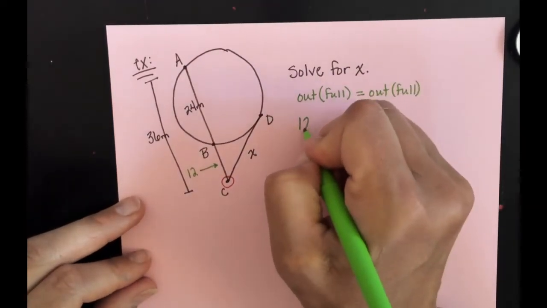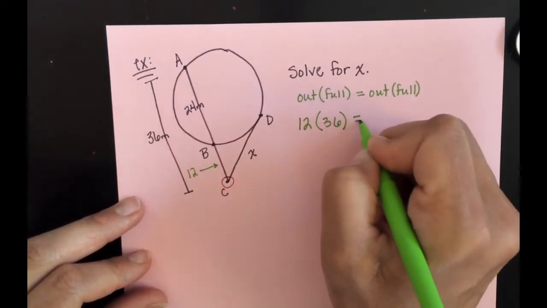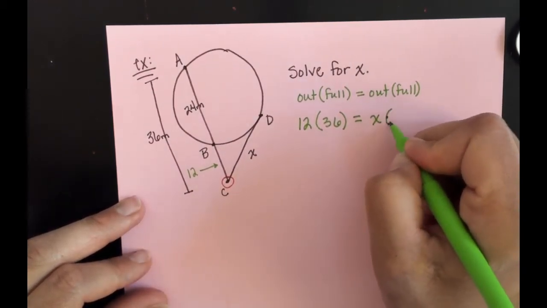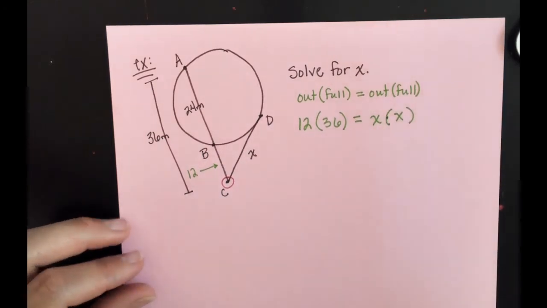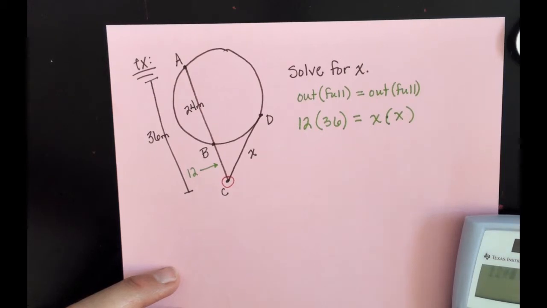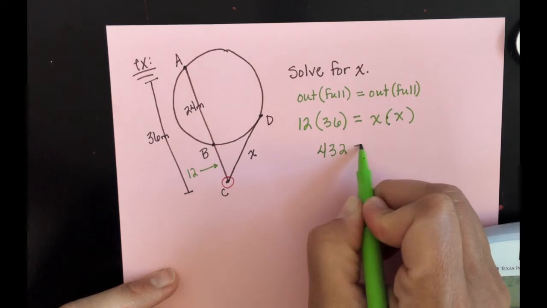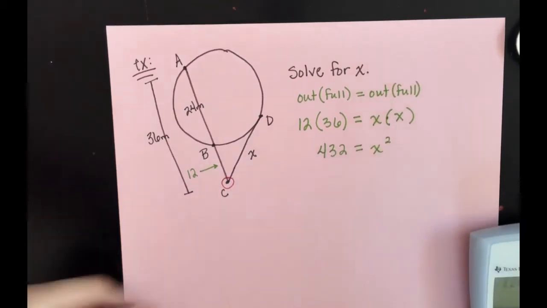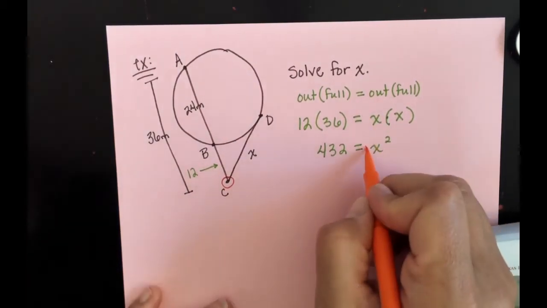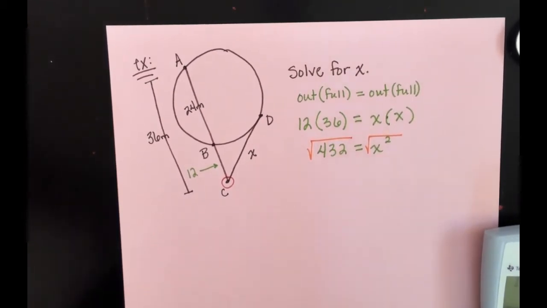So outside 12 times the full length 36 is equal to outside x times the full length x. They just happen to be the same. So 12 times 36, you can see, is 432, equal to x squared. Now, in order to solve, we know we have to do the opposite operation, and I'm going to take the square root of both sides.